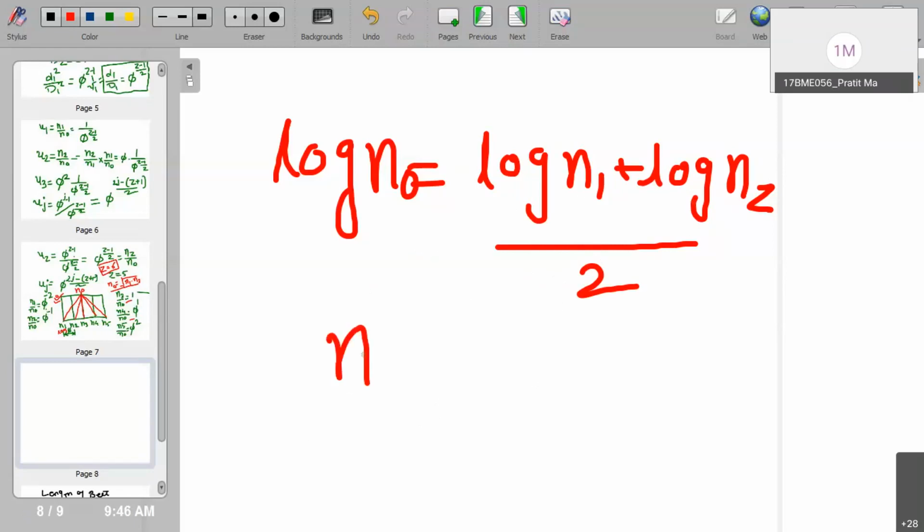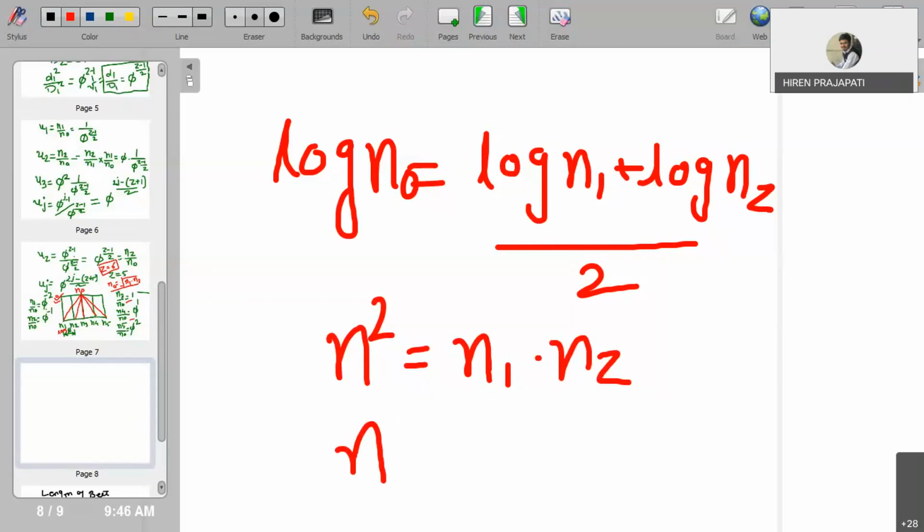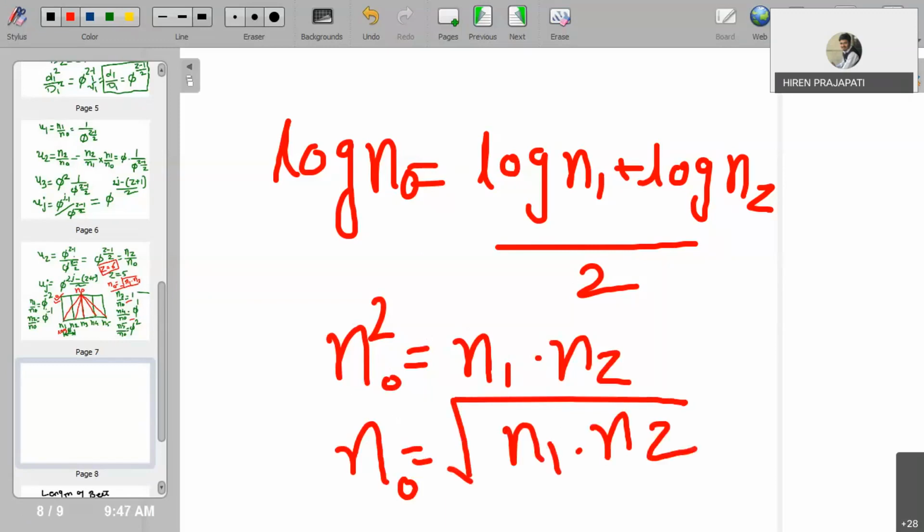Yeah, so that is n0 squared is equal to n1 into nz. So now if you take the square root, then we get, sorry, this is n0, this is n0. So n0 is equal to square root of n1 into nz. So what ultimately this is telling us is what should be the motor speed, if you want n1 to nz speeds. Is it correct?